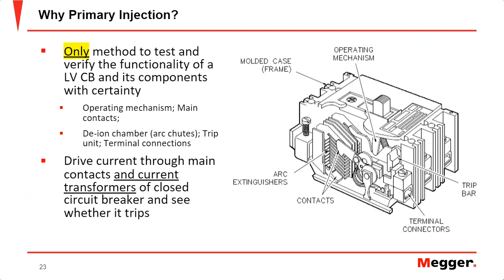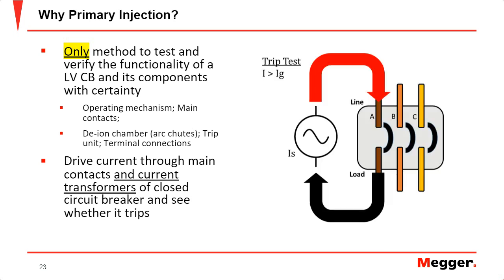So again, why primary injection? It's really the only method to test all the functionalities of a low voltage circuit breaker, making sure that the operating mechanism, main contacts, everything's checking out, making sure that your terminal connections, everything's connected properly. And so the way we do primary injection, seen here on the right, you'll have a two-phase molded case circuit breaker. So you have the frame, you have the operating mechanism, trip bar, connections, contacts, everything like that. So diving in, you'll see you pretty much just have your primary injection test set, and then you'll attach the leads to the line and the load side, and you're injecting across a single phase of that breaker. And so you're able to test each phase as you perform primary injection.